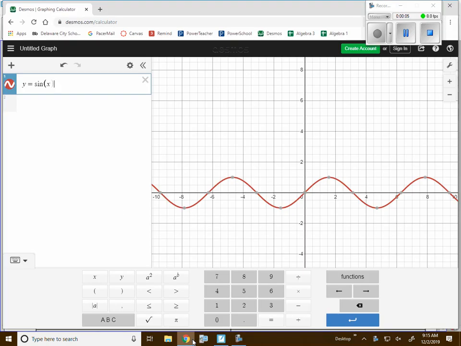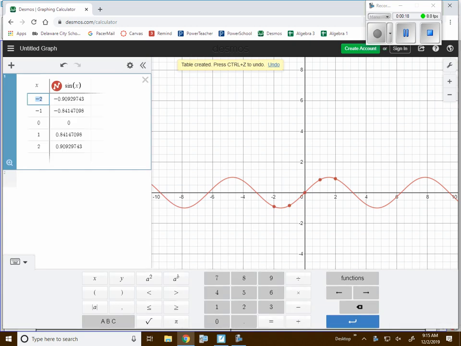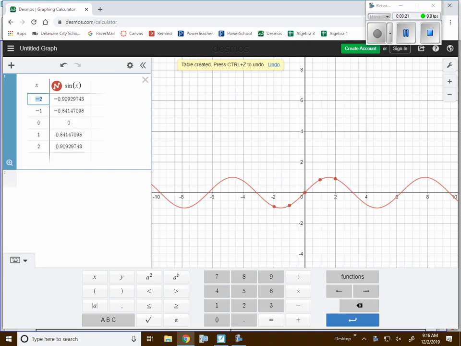Okay, so we type in y equals sine of x. Do you see the little wheel, or some people think it looks like a flower? Okay, you're going to click on that. That's like the settings wheel. And then you're going to click on the icon that looks like a table. Desmos will create a table for you from your graph.